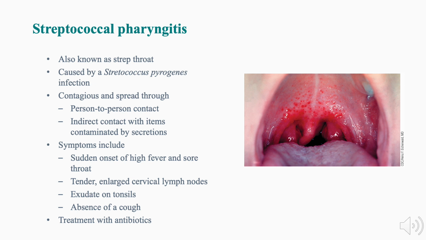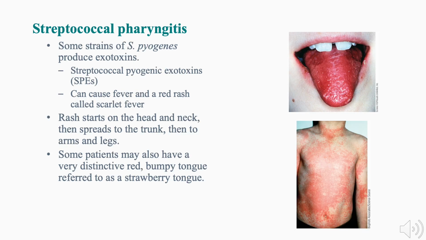The image to the right shows the mouth of someone with strep throat. Notice the redness on the pharynx and the enlarged tonsils.